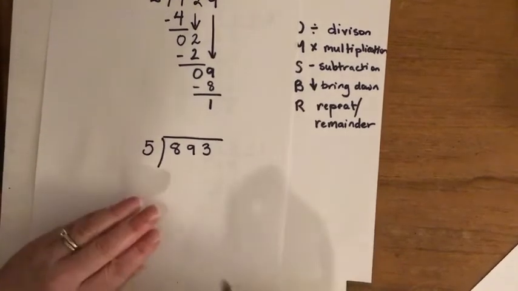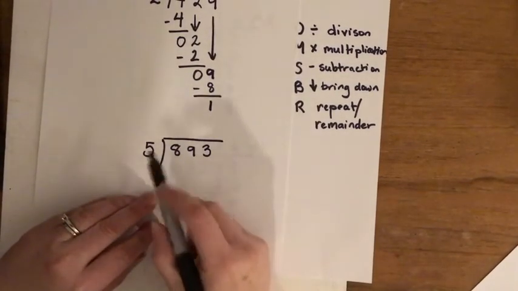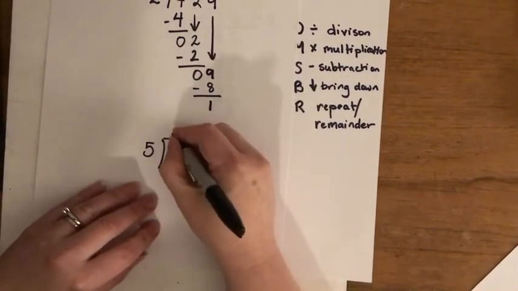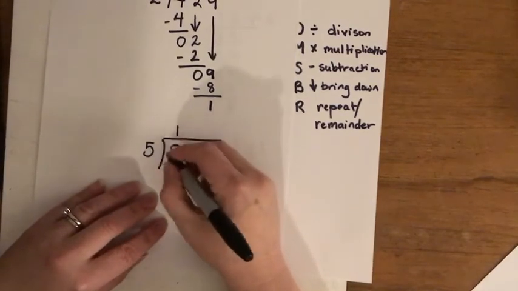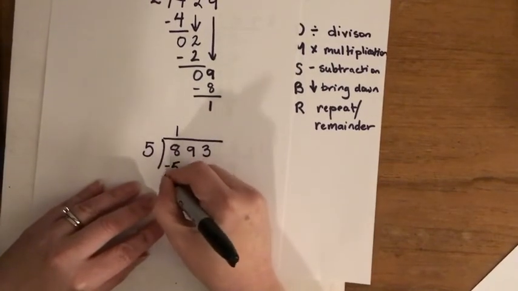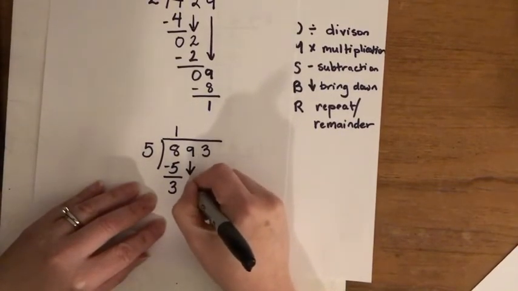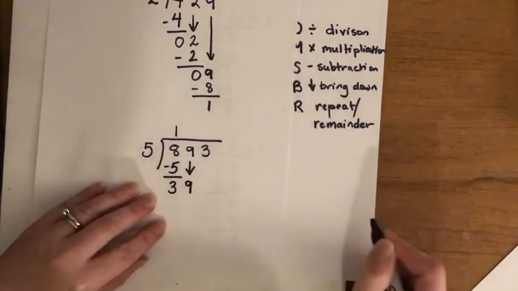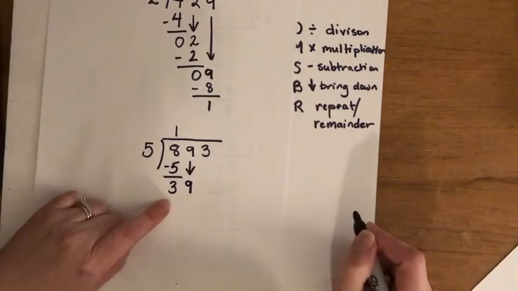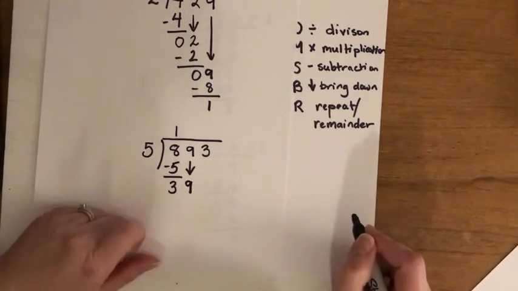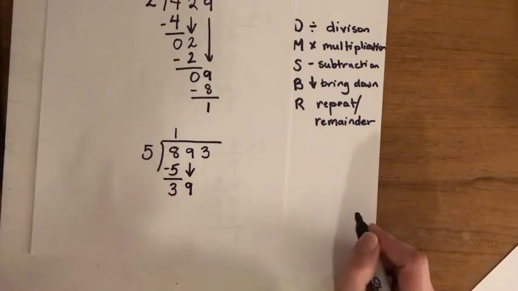All right, you've had some time to see if that works for you. Let's work it out together. 8 hundreds divided into 5 groups gives me 1 in each group. 1 times 5 is 5. Subtract, I have 3 hundreds still. I'm going to bring down the 9 groups of 10. So now I have 3 groups of hundreds and 9 groups of tens.